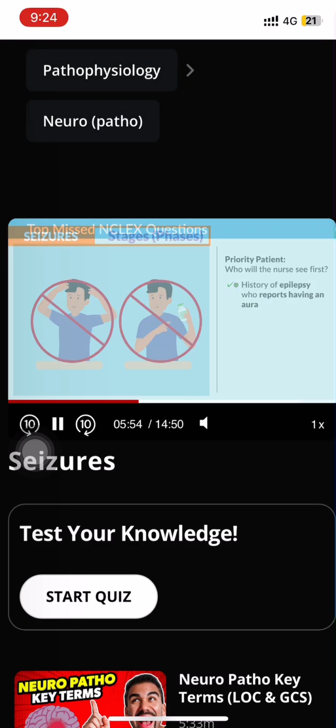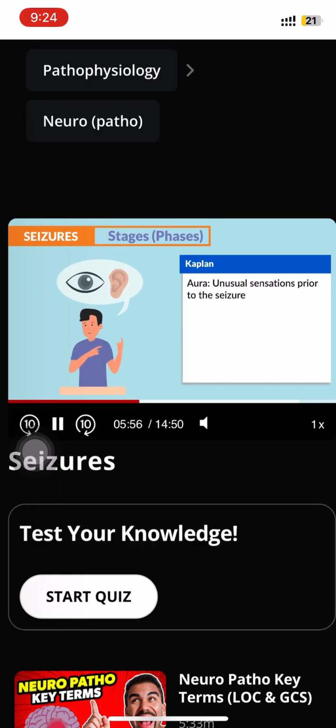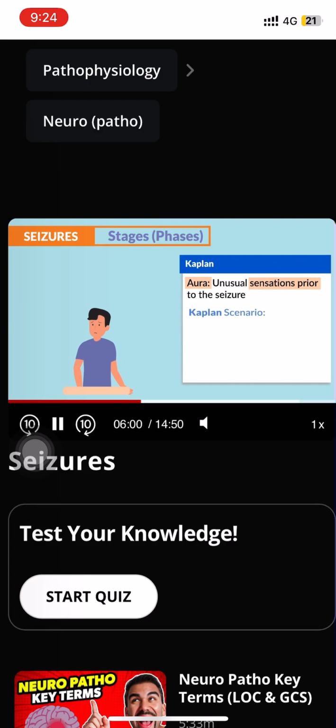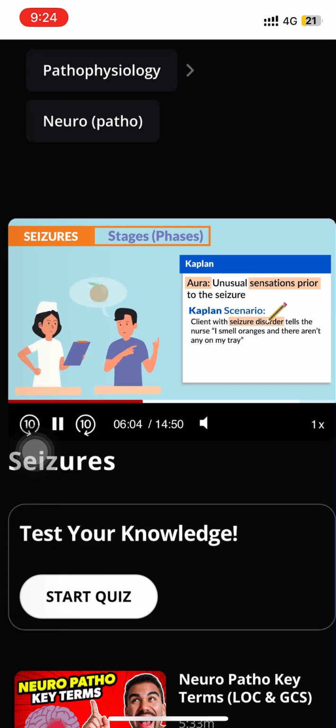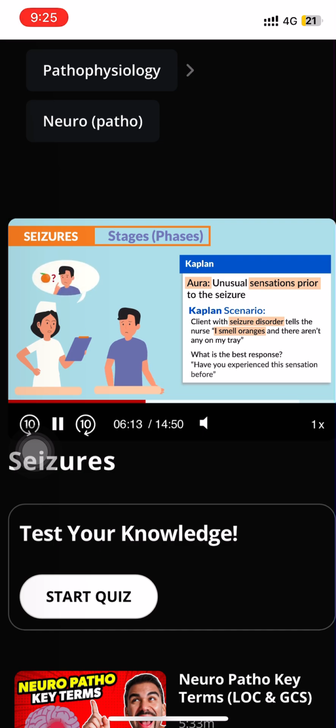Now for the other key terms, Kaplan mentions that an aura is an unusual sensation prior to a seizure. And a Kaplan scenario gave a client with a seizure disorder who tells the nurse, "I smell oranges and there aren't any on my tray." What is the best response by that nurse? The answer was, have you experienced this sensation before? So just think auras can be auditory, sensory, or visual before that seizure.